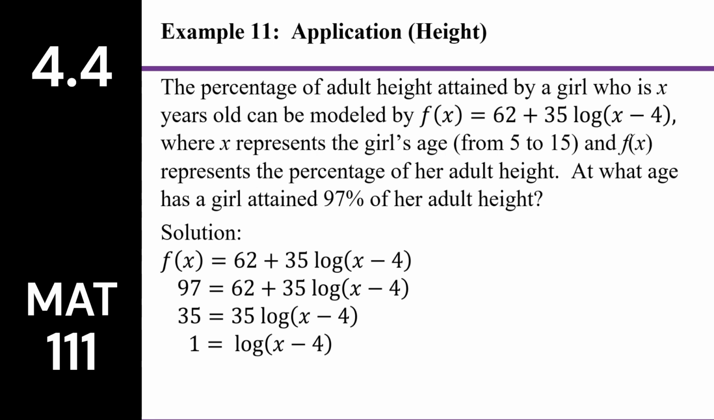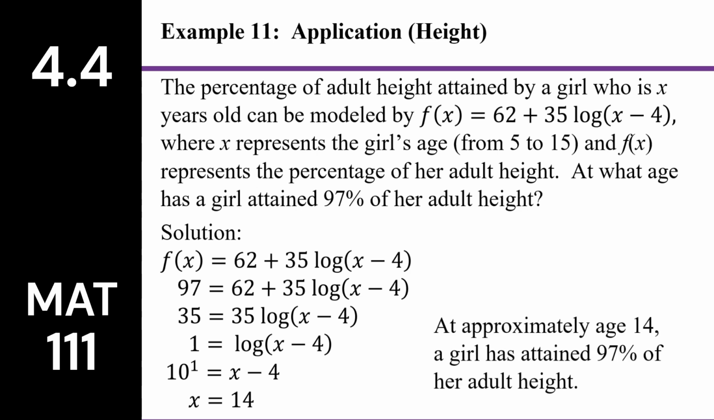We now can change forms. Because this is a common log, the base is 10, so we get 10 to the first equals the argument of the log, and now we have to solve this equation. By adding 4 to both sides, we get x equals 14. This tells us when a girl is approximately 14, she'll be about 97% of her adult height.